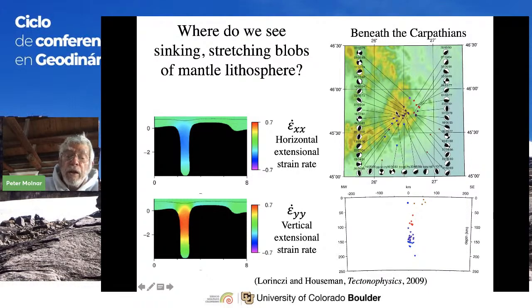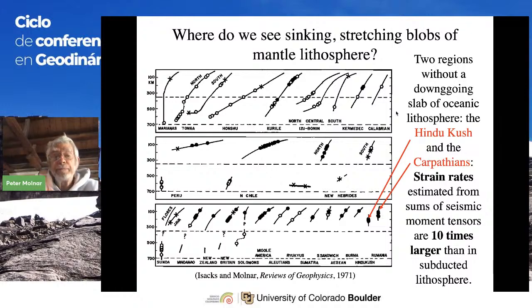And there's one other place where we think this is going on. I think I showed you this picture a long time ago of intermediate depth earthquakes showing you down dip extension with black, down dip compression with red. These are all island arcs, subduction zones. There are only two that are not: the Hindu Kush in here, and what we wrote is Romania. This would be the Carpathians in Romania over here. All of these others are subduction zones.